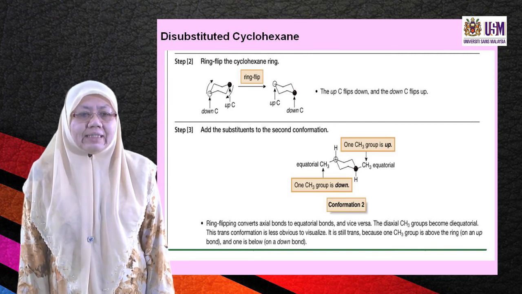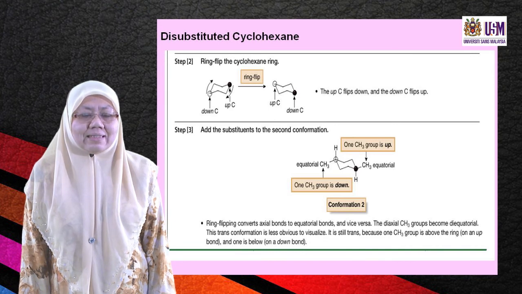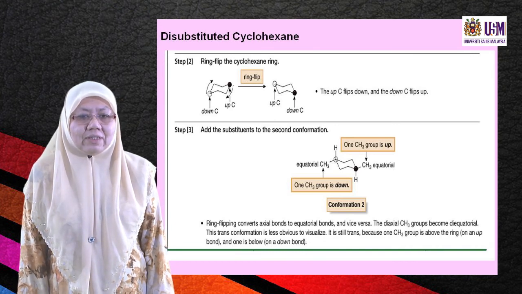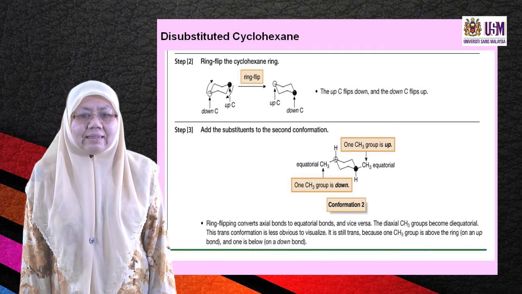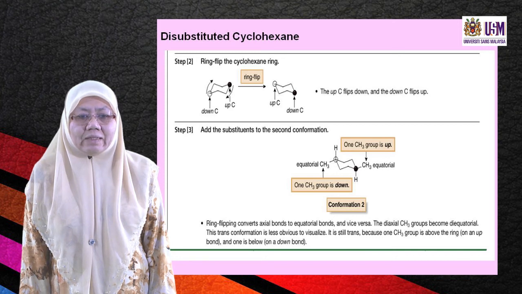And in step 3, we add in the substituents to the second conformation. Ring flipping converts axial bonds to equatorial bonds and vice versa. The diaxial CH3 groups become diequatorial. This trans conformation is less obvious to visualize.